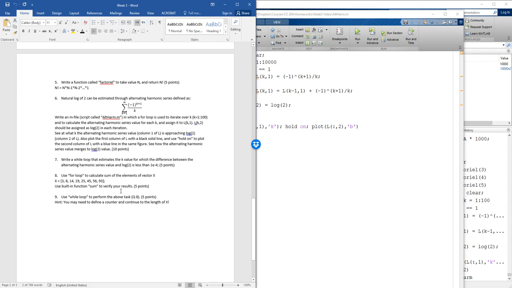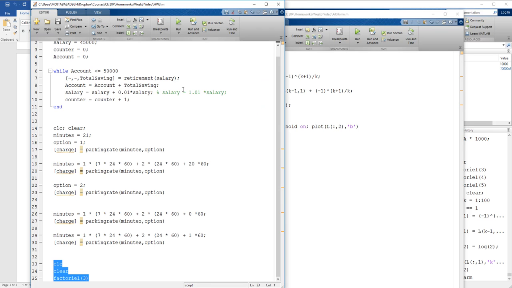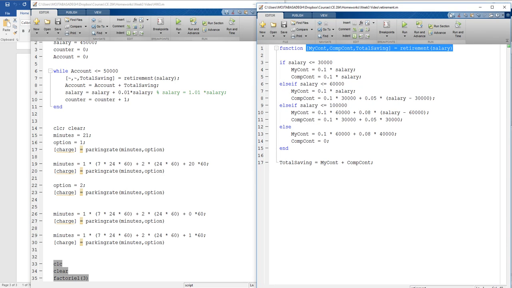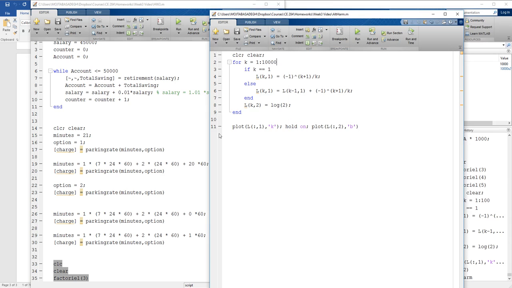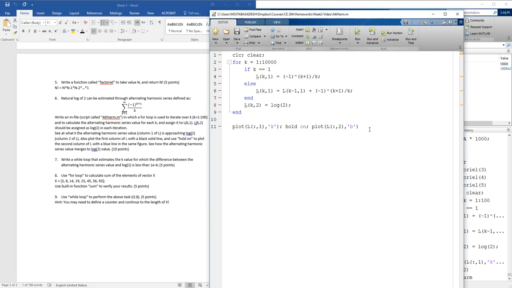Now question 7. So again, we are working on this harmonic series, but this time you're writing a while loop that would estimate the number of k required for which the difference between this and log of 2 becomes less than 1e negative 4. 1e negative 4 is basically 10 to the power of negative 4. So I go back to my alt harm script, and I'll do it in the same script. Again, let's forget about question 6. Let's just focus on question 7 now.